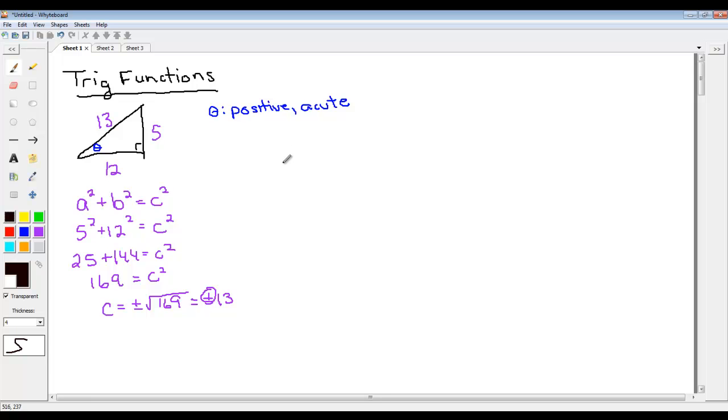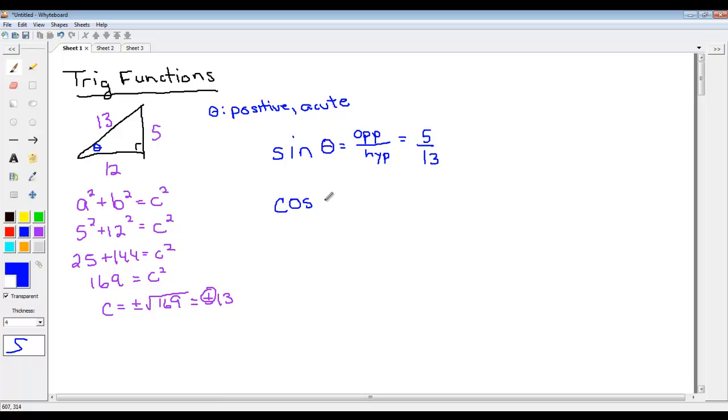Okay, so 6 trig functions. Let's start with sine. Sine of theta equals opposite over hypotenuse. So in this case, you're looking at theta. The side opposite of theta has a length of 5, and then the hypotenuse has a length of 13. So sine of theta is 5/13.